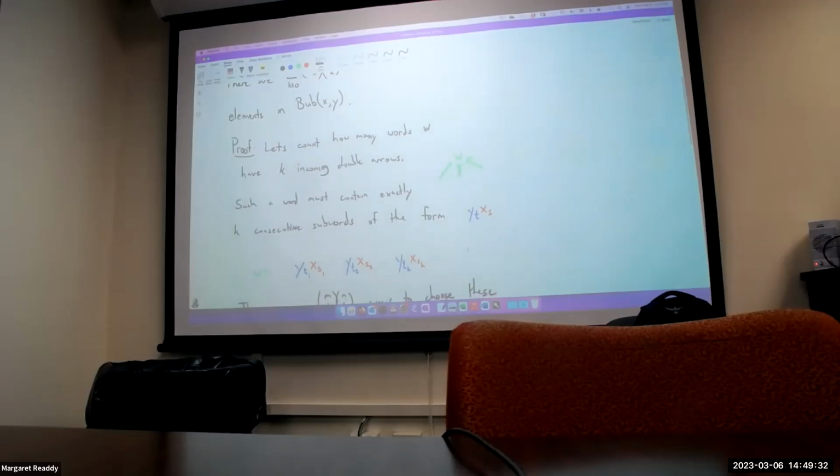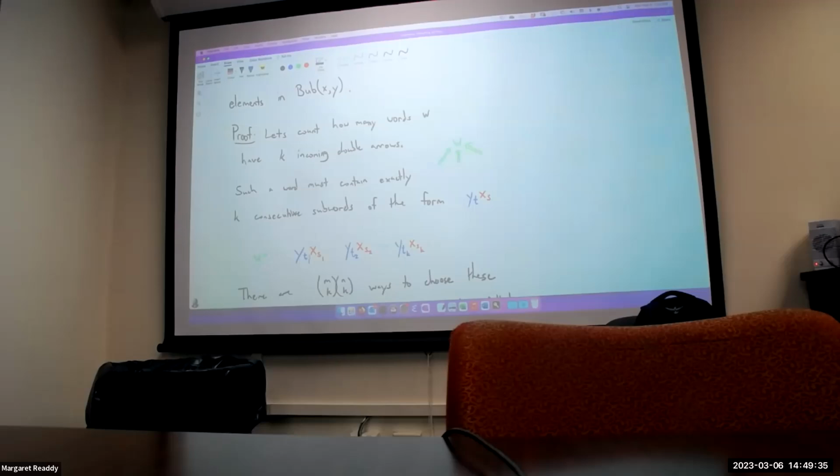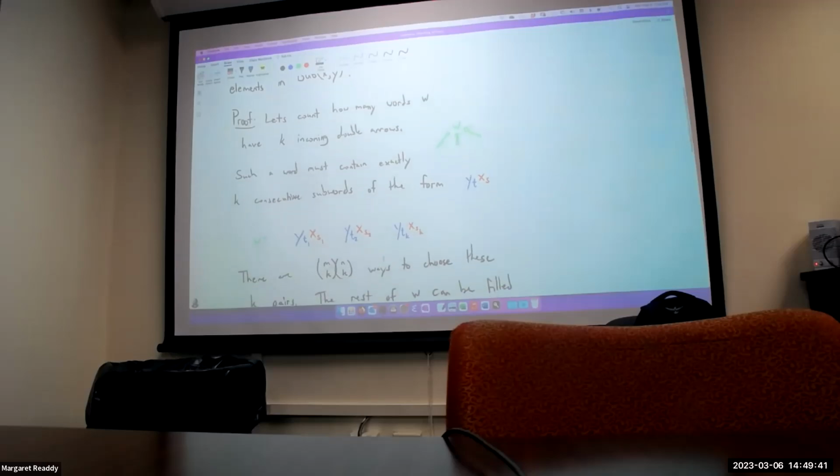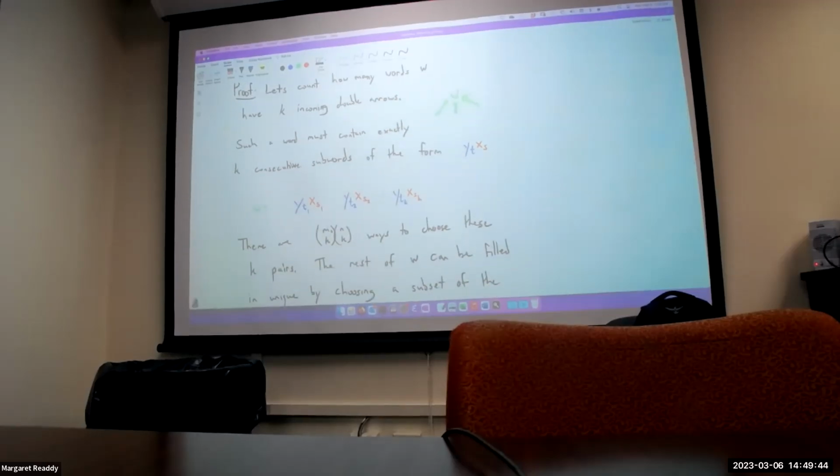So my word W is going to have these pairs, Y followed by an X, Y followed by an X, and some Y's and X's in there. If I choose which Y letters show up, there are M choose K of those. If I choose which X letters show up, there are N choose K of those. Once I know which letters appear, they have to be sorted in a unique way, because I need the X letters to appear in order, so X_S1 appears before X_S2 or X_S3 and so on. The Y's have to appear in the correct order relative to themselves as well. So once I've chosen these two subwords, there's only one way to fit them together.